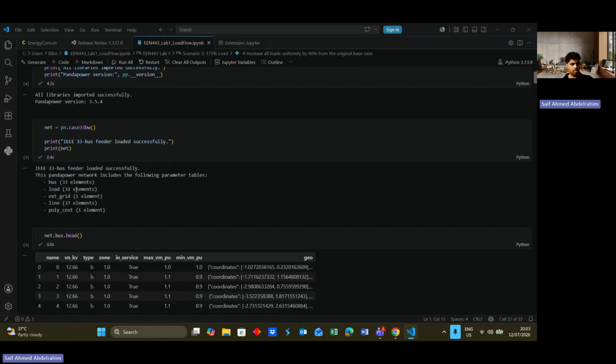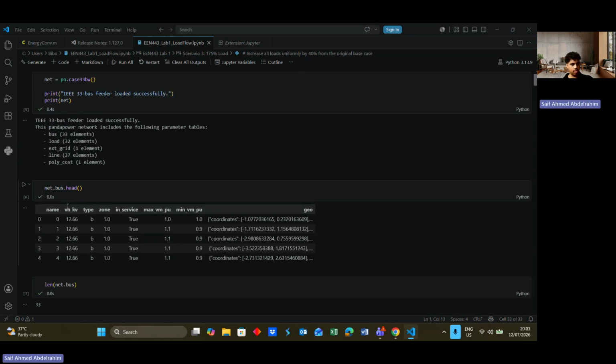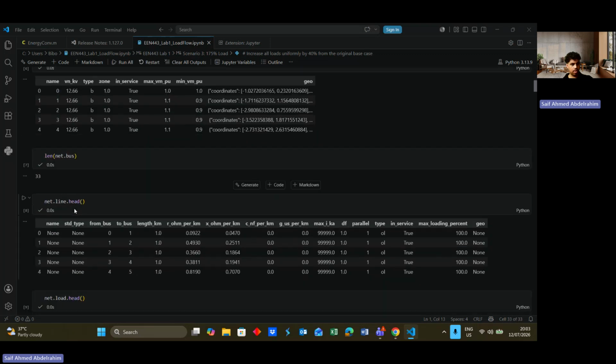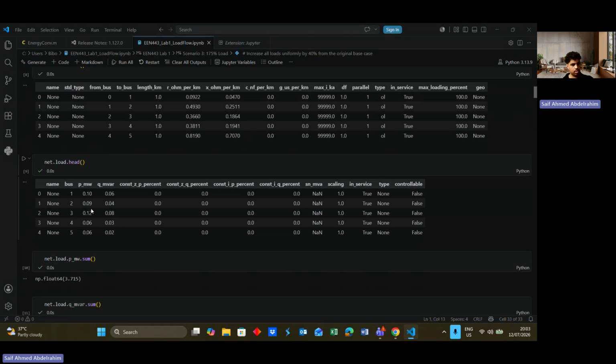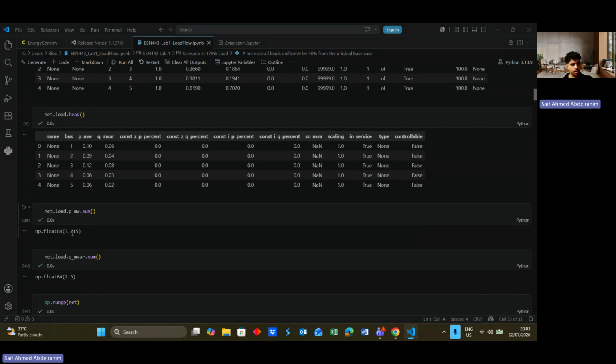I also inspected the main input tables using net bus head, net line head, and the net load head. These tables contain the bus information, line parameters, and active and reactive load values. So the total load, as you can see here, was 3.715 megawatt for the active power, and for the reactive power it was 2.3.